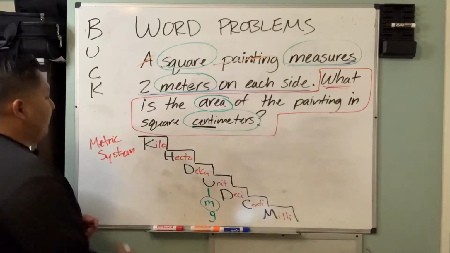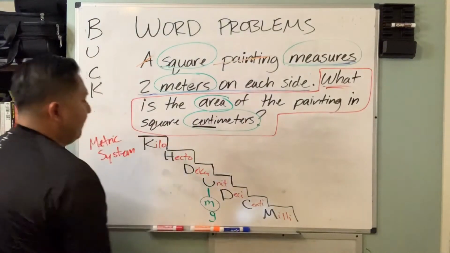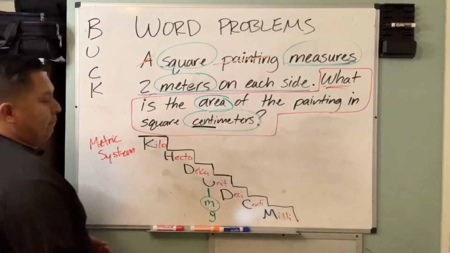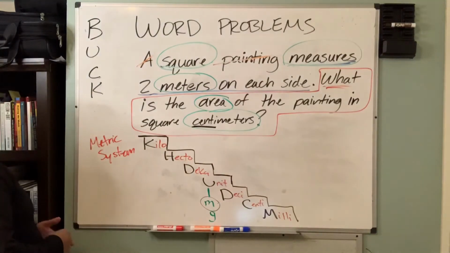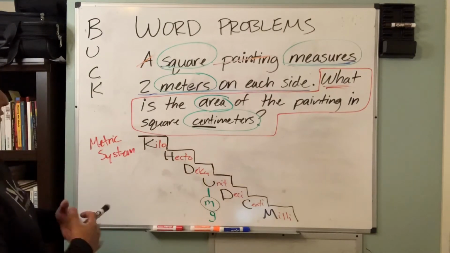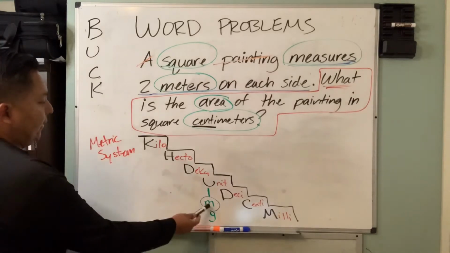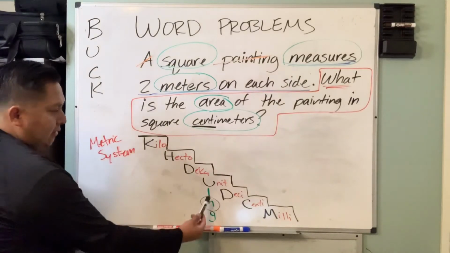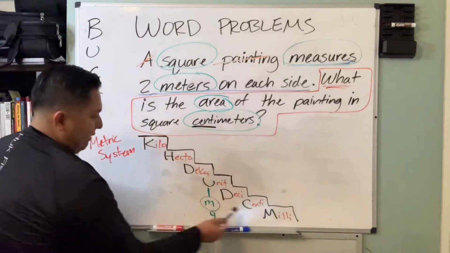So again, the metric system: King Henry doesn't usually drink chocolate milk. Kilo, hecto, deca, unit, deci, centi, milli. For example, since we have meters and we're working with a measurement of distance, height, width and all that, that would be kilometers, hectometers, decameters, meters, decimeters, centimeters, and millimeters.